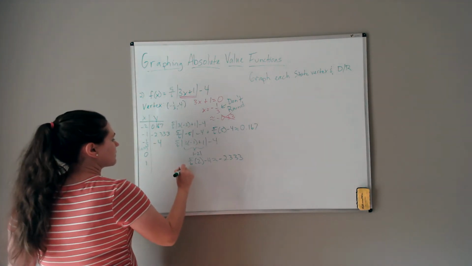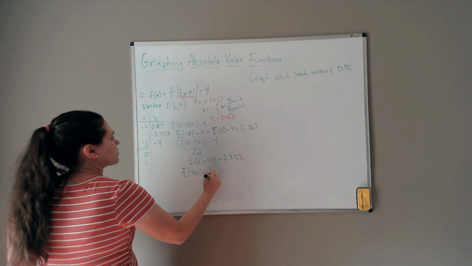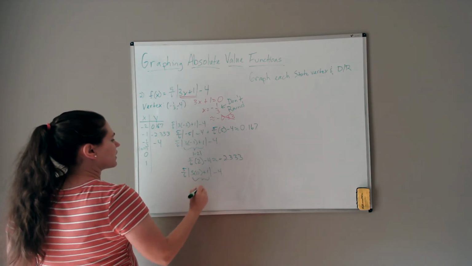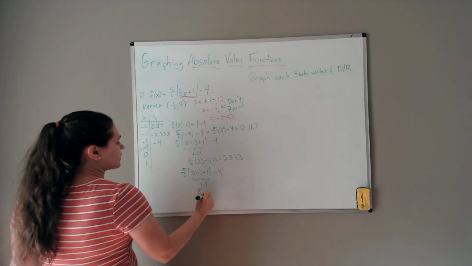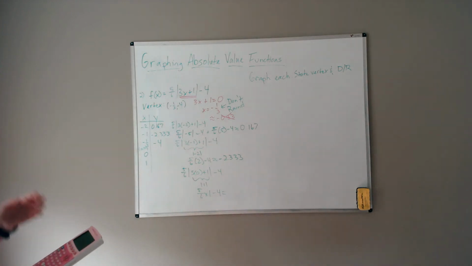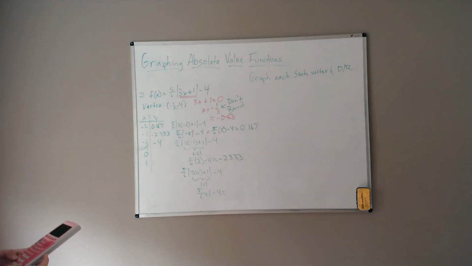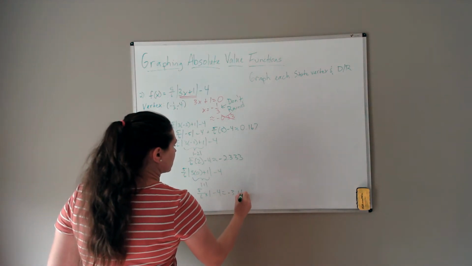So that's going to be 5/6 times the absolute value of 3 times 0 plus 1, and then minus 4. That's going to give me 1. The absolute value of 1 is 1, so this is going to be 5/6 times 1 minus 4. If you just do it by hand, you've got negative 3 and 1/6. If you round it, you are going to get negative 3.167.